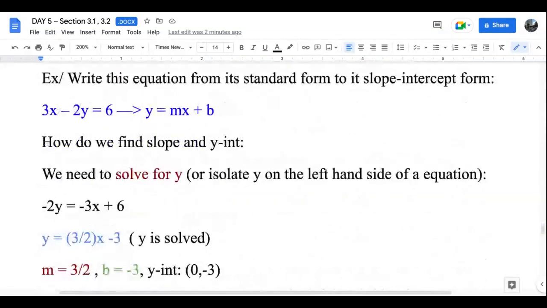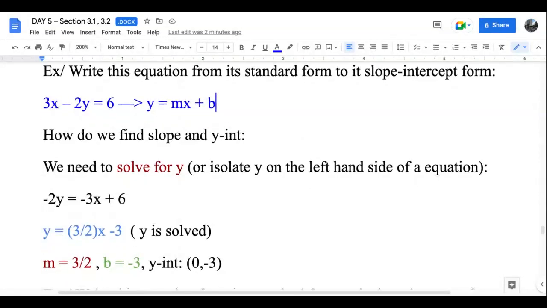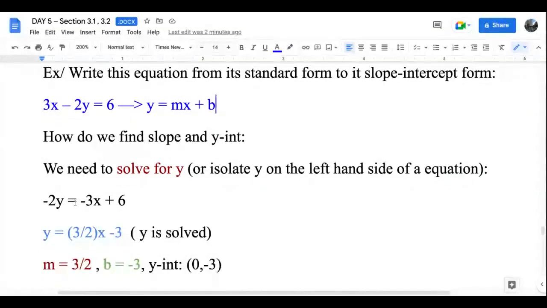Let's see this example. This example was given in standard form, and the question wants us to write it in slope-intercept form. So from standard form, ax plus by equals c, to slope-intercept form, y equals mx plus b. How do we do that? That means we need to solve for y.